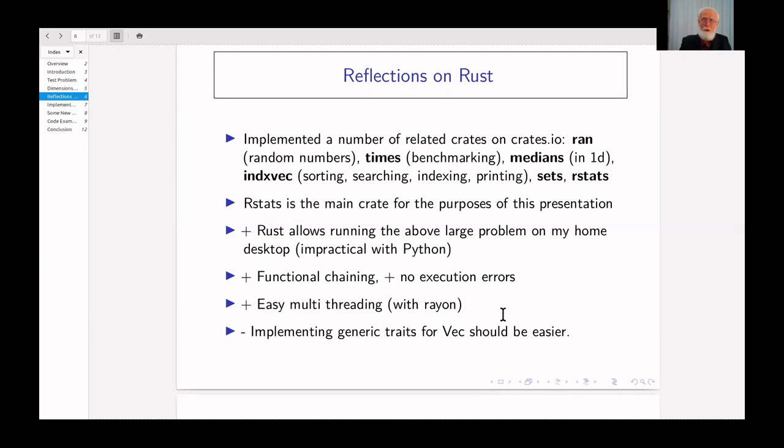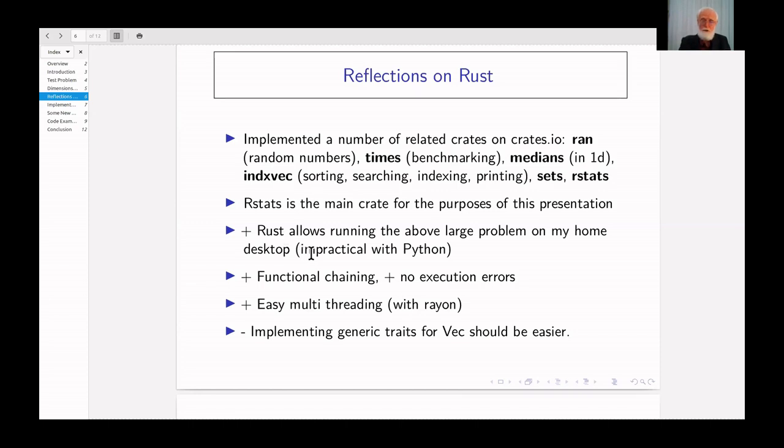Right, reflections on Rust. I implemented a number of related crates on crates.io: simple generation of random numbers, because the existing crate is just too big for my purposes; a benchmarking suite to be able to time algorithms; 1D medians, which is quite an interesting problem in its own right, i.e., doing it efficiently; IndexVec, which is sorting, searching, indexing and printing sets; and Rstats, which is the main subject of this talk.